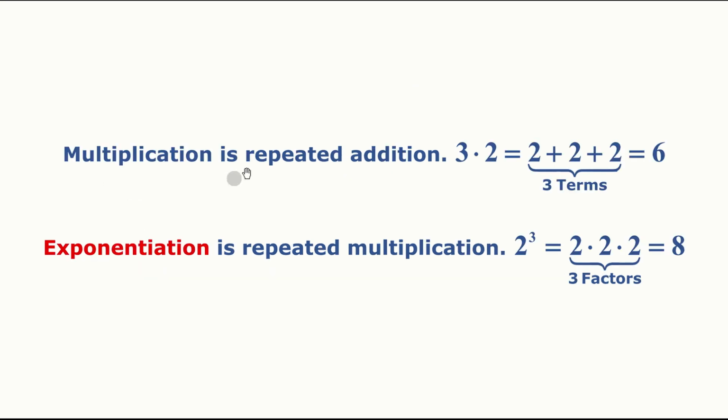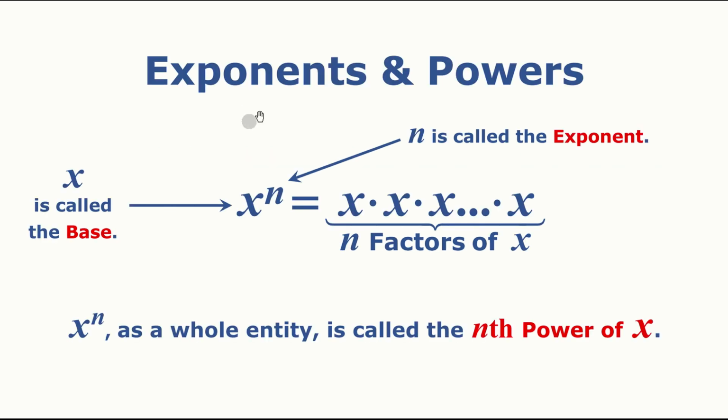As you know, multiplication is repeated addition. So when you say 3 times 2, that means 2 plus 2 plus 2. Use 3 terms, all of them 2, add them up, you'll get 6, right? Exponentiation is repeated multiplication. So if you have 2 to the power of 3 or the third power of 2, that means take 2 and use it as a factor 3 times in a product, and you'll end up with 8.